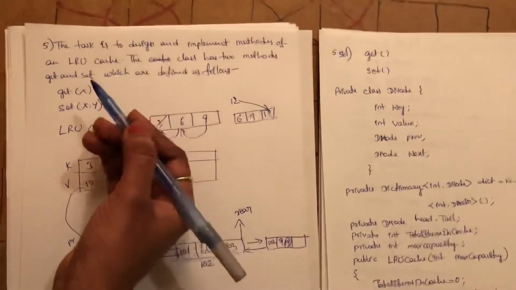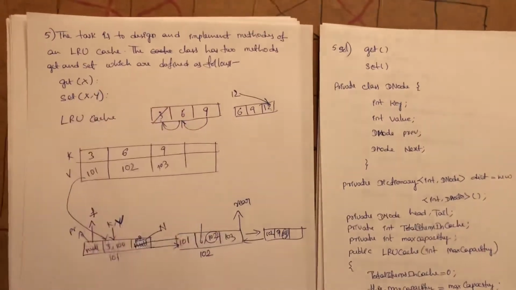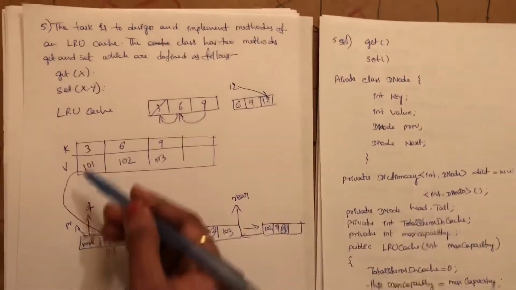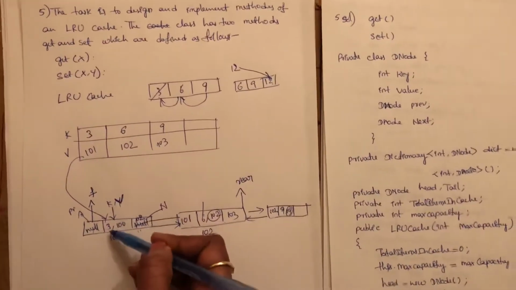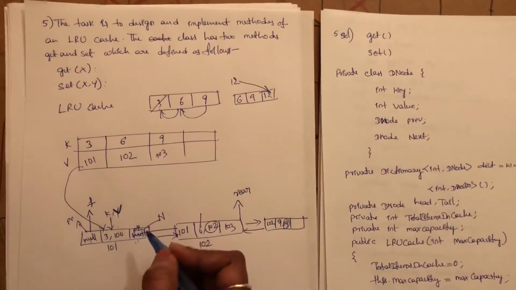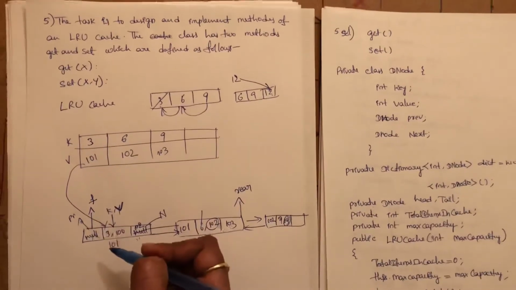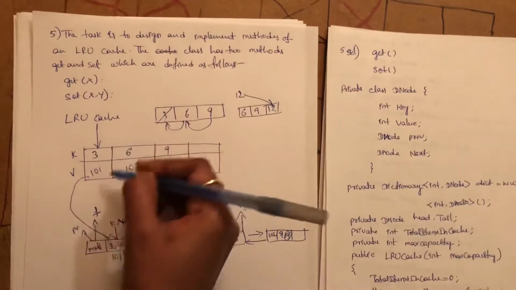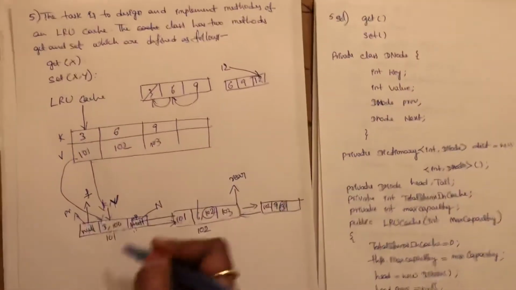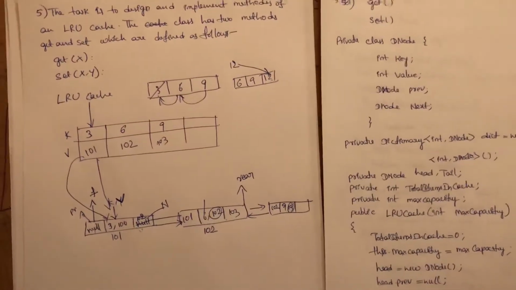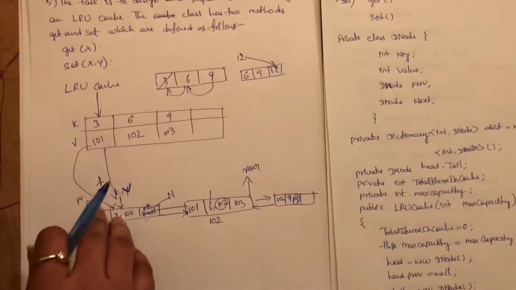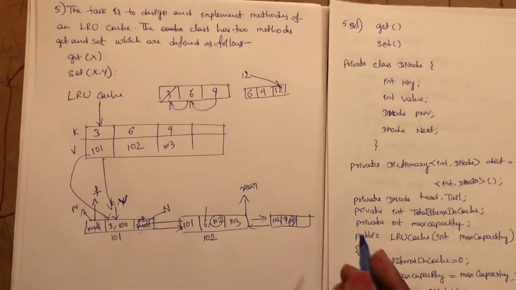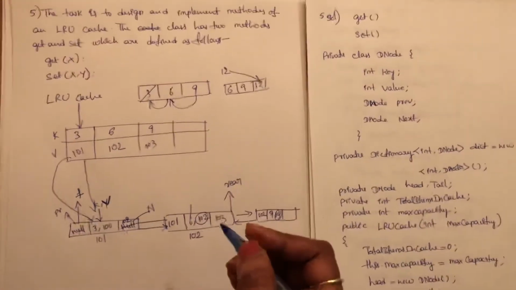If we want to perform the get and set operations, the set operation is nothing but inserting these elements into the hash map and the double linked list. That is going to be order of one performance, because we are just inserting elements from here to here, and this is order of one. This is called the set method. Let's finish the set method first.